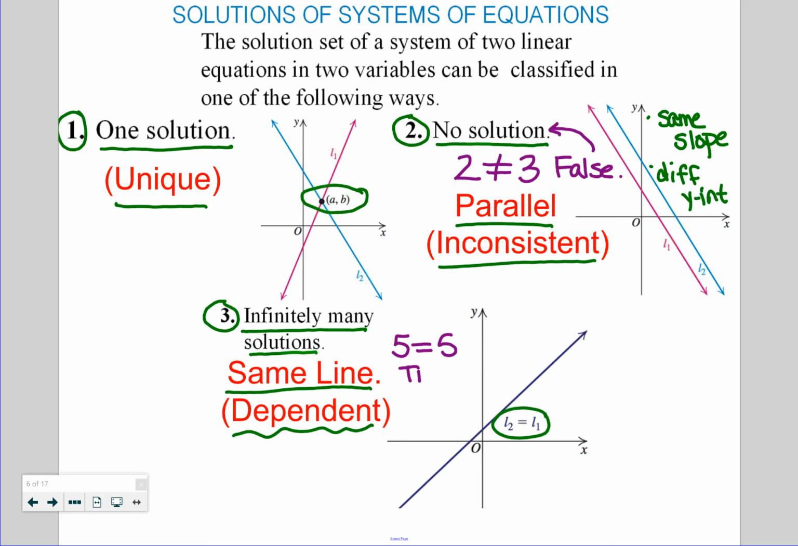If when you're solving, your variables drop out and you're left with a true statement, like 5 equals 5, that tells you that this set of equations is always true, meaning they're the same line, and therefore you have infinitely many solutions. So you want to look for these as you're solving in the next 2 cases that we discuss. If all of your variables cancel, it's one of the special cases. If it's false, it's no solution. If it's true, it's infinitely many solutions.